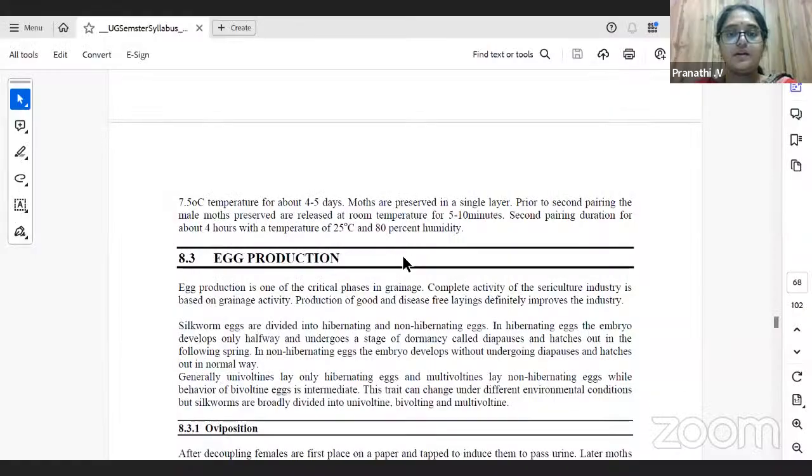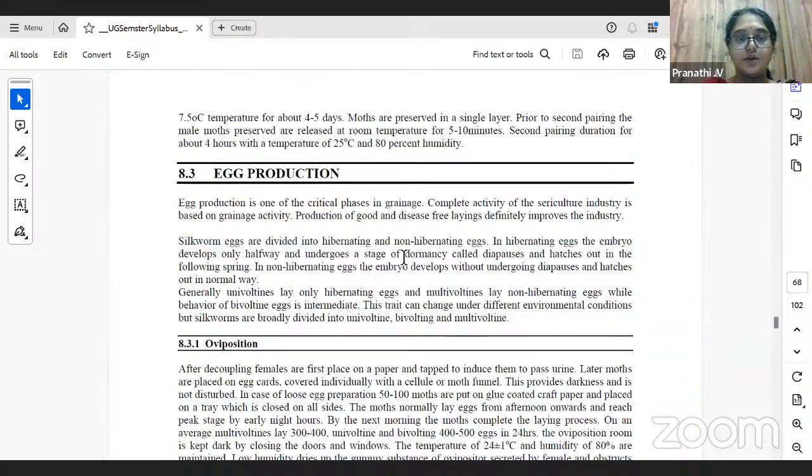Let me share screen again. Just a second. Right. So the second pairing duration is around 4 hours with a temperature of 25 degrees Celsius and 80% humidity.